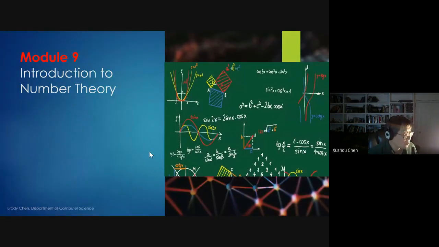So that's module 9, Introduction to Number Theory. In module 9, we're going to talk about some of the basic theory in number theory. And then in module 10, we're going to talk about some of the applications of number theory in computer security. In particular, we can talk about some of the topics in cryptography, that's the encryption algorithm. Okay.